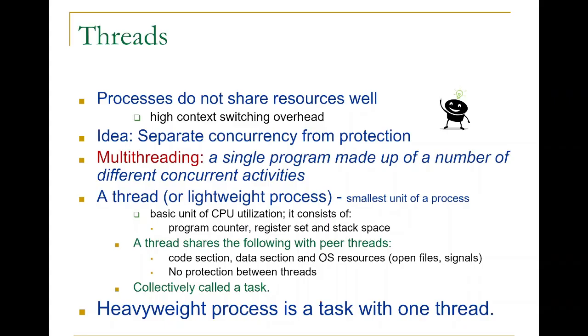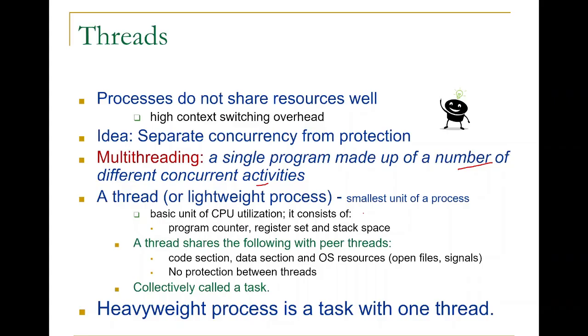All right, so you separate concurrency from protection. In multi-threading, you have a single program made up of a number of different concurrent activities. A thread is a lightweight process. It is the smallest unit of a process. A thread is just a single unit of a process, right? The basic unit of CPU utilization, it consists of a program counter, registers, and stack space.